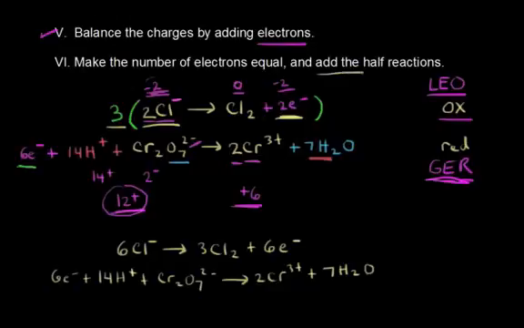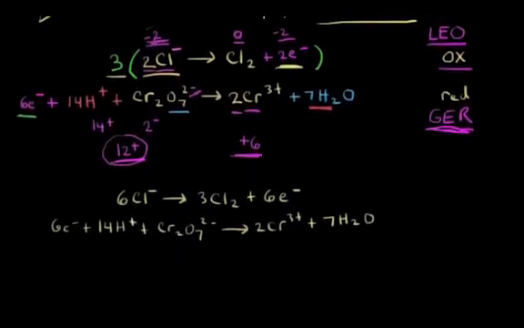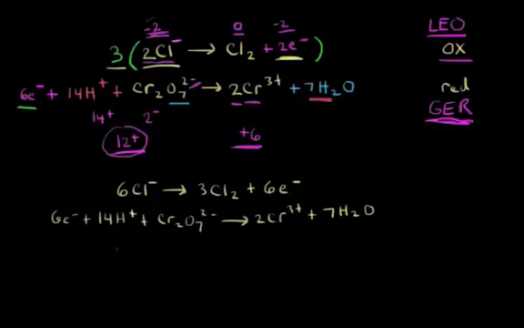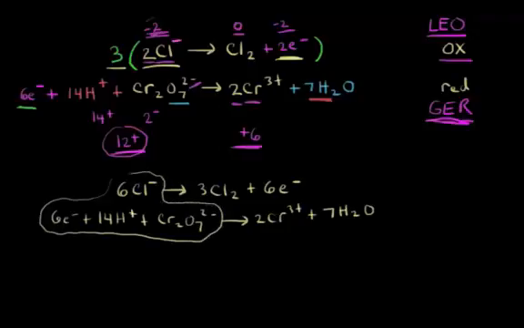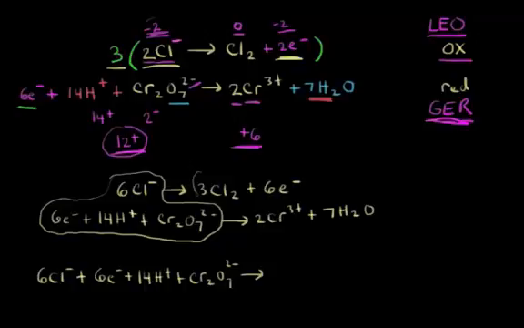We just take our 2 half reactions and add them back together, and that's going to give us our overall balanced redox reaction. So let's get some more room here so we can add those 2 half reactions. All I'm going to do is take everything on the reactant side and add that together. So let's rewrite everything on our reactant side. We have 6 Cl minus, and then 6 electrons, 14 protons, and the dichromate anion here. And then I'm going to take everything on my product side and put that on my product side.